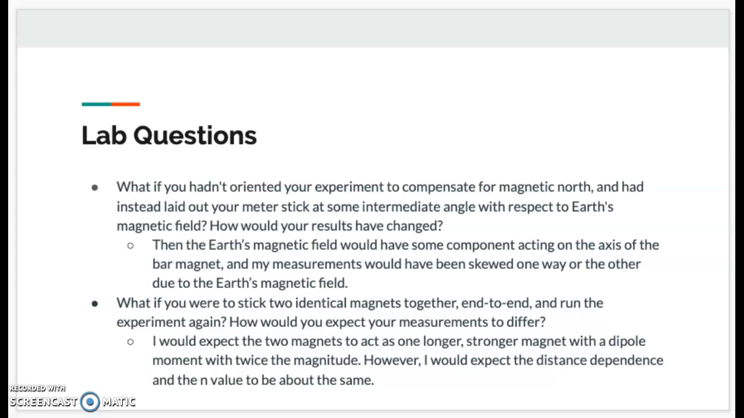Next, what if I were to stick two identical magnets together end to end and run the experiment again? Well, I would expect the two magnets to act as one larger, stronger magnet with a dipole moment with twice the magnitude. Consequently, I would expect the distance between the magnet and the magnetometer to be larger for each given magnetic field value, because the magnetic field at a set position would become larger. However, I think the distance dependence and the n value would stay about the same.